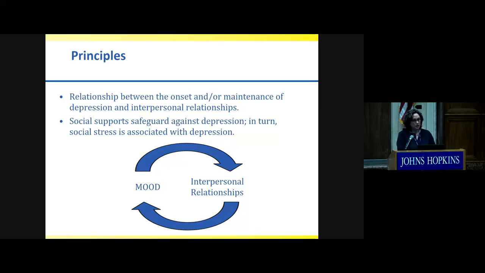So the basic concepts are, there's a relationship between the onset and/or maintenance of depression and interpersonal relationships. Social support safeguards against depression. Social stress is associated with depression. I always say, if you only want to remember one slide, this is it. There's a bidirectional interaction between mood and interpersonal relationships. The example I give is, if I'm a teen who's irritable, I'm more likely to get into arguments with my parents. It'll impact those relationships. If I get into arguments with my parents, it's likely to adversely affect my mood. Bidirectional. The goals are to decrease depressive symptoms and improve interpersonal relationships.